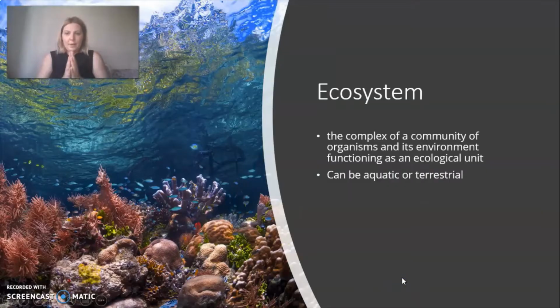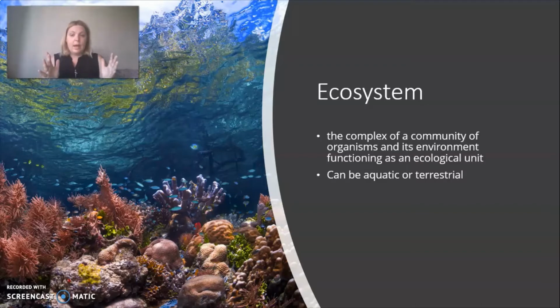Everyone! Today we'll be talking about some vocabulary that you may encounter when you study ecosystems. The very first term we need to talk about is ecosystem. An ecosystem is the complex community of organisms and its environment functioning as an ecological unit. Now, what does that mean?